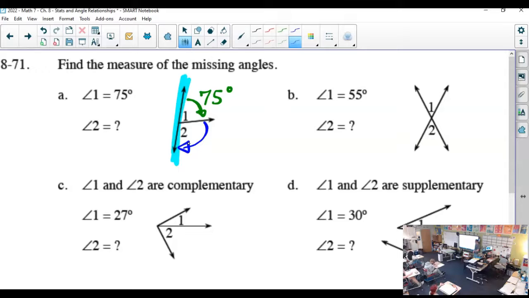So how many degrees does angle 2 need to be? 105. Angle 2 would be 105 degrees. And if I was you, I would highlight the straight line to pay close attention to, oh, that's why. Together, they have to make 180. Questions on A?